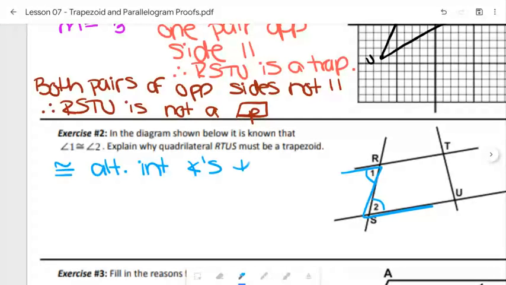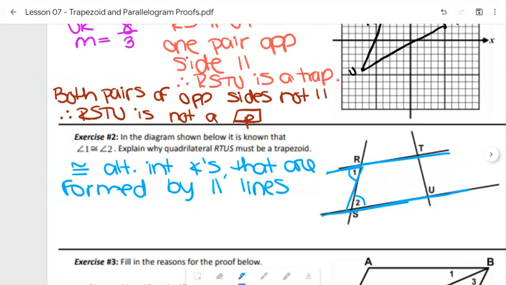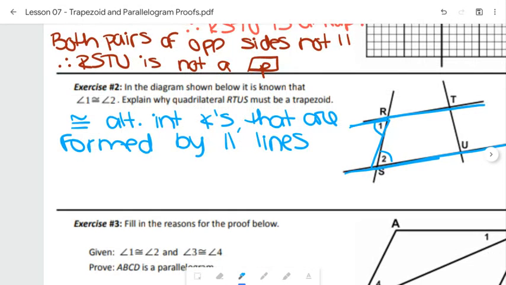And they are formed by parallel lines. Okay, so that leads me to believe that this side RT is parallel to this whole side of RU, because those are the inside lines that I'd be thinking about. Okay, so RT is parallel to SU, and now I'm in the same place I was again.